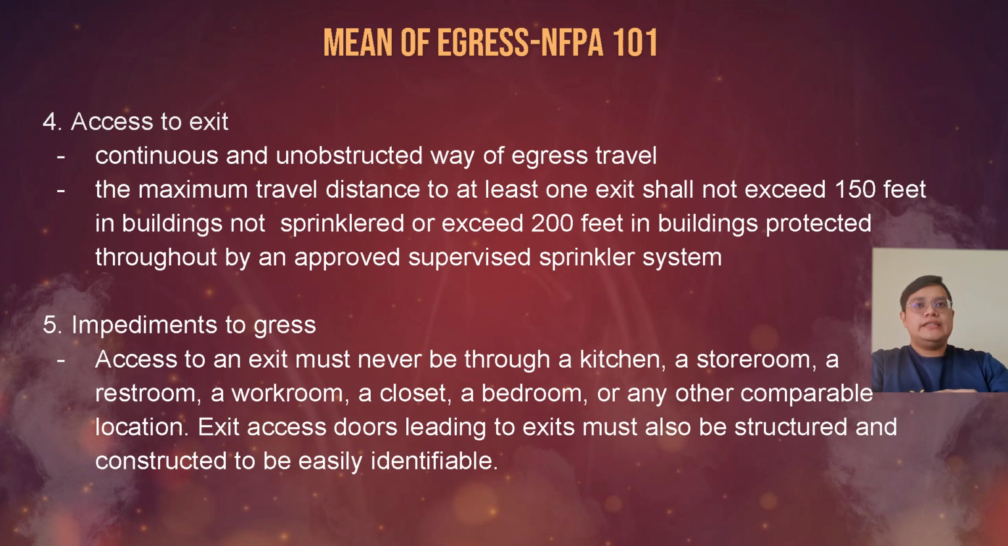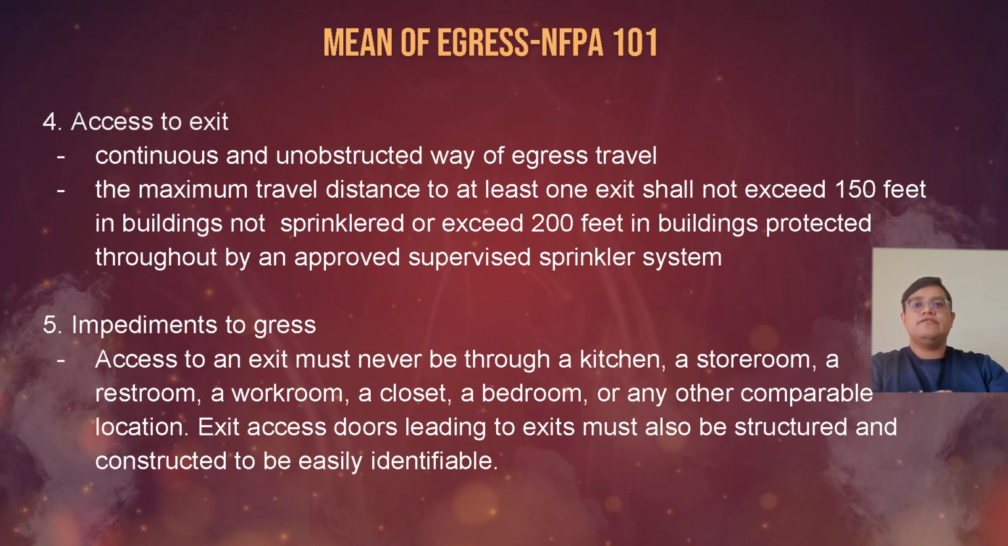The fourth thing highlighted in the means of egress is access to exit. Access to exit should be a continuous and unobstructed way of egress travel. Then the maximum travel distance to at least one exit shall not exceed 150 feet in buildings not sprinkled, or exceed 200 feet in buildings protected throughout by an approved supervised sprinkler system.